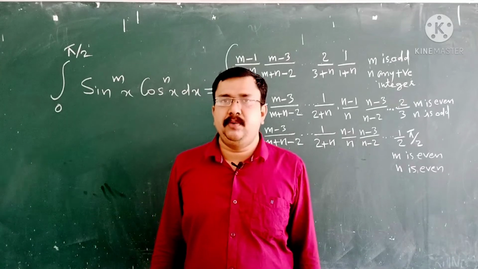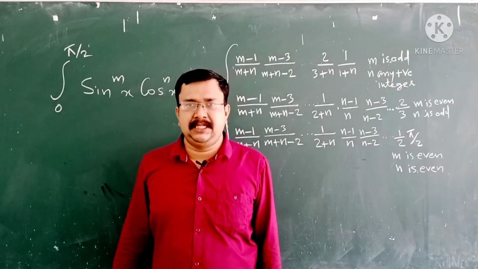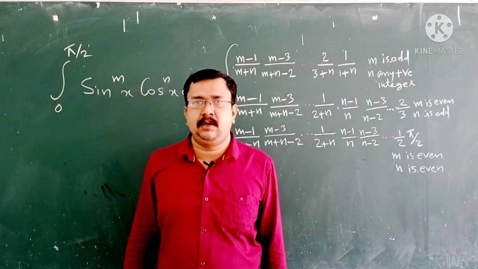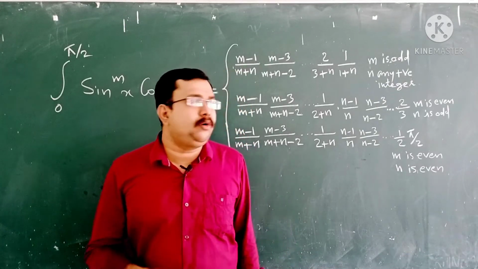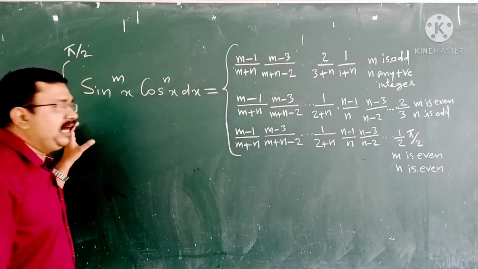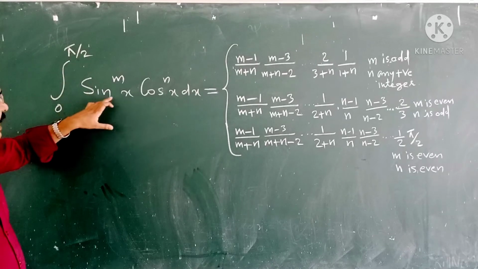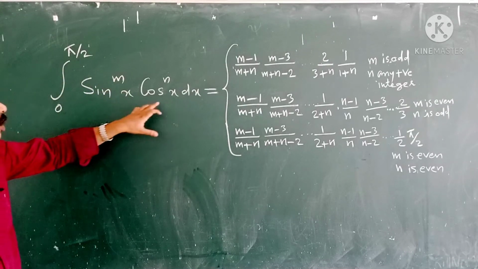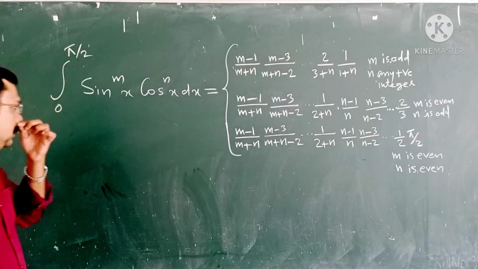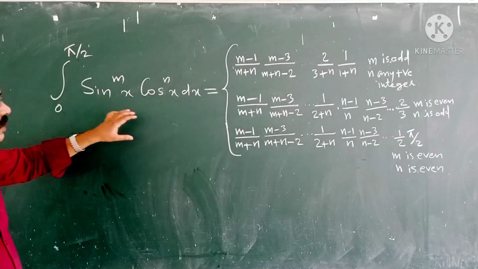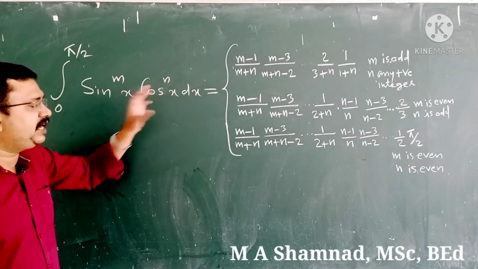Students, welcome to maths class. Today we are doing some problems based on our reduction formula. First we will learn the reduction formula for the integral from 0 to pi by 2 of sin^m x cos^n x dx. First we want to write the reduction formula for sin^m x cos^n x dx.